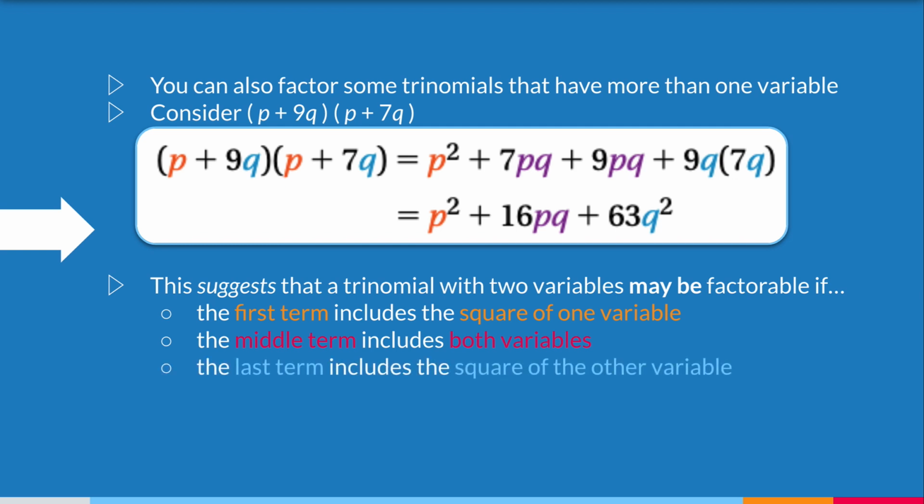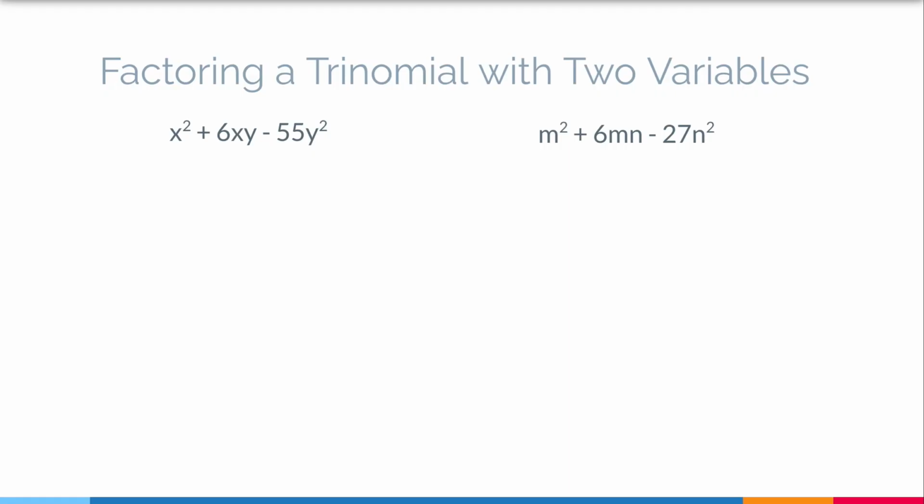So if the first term had p squared, the last term must have q squared. All of our other factoring rules still apply. So let's look at an example, x squared plus 6xy minus 55y squared. I know it's going to be factorable, not because of the numbers, but because of the variable combinations. I got an x squared at the front and something y squared at the back, and I got an x to the first and a y to the first in the middle term.